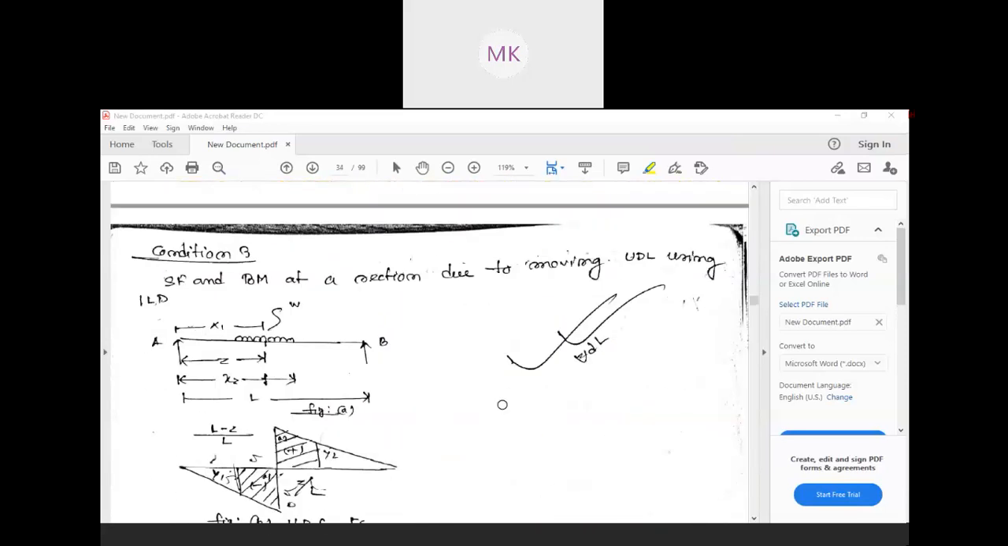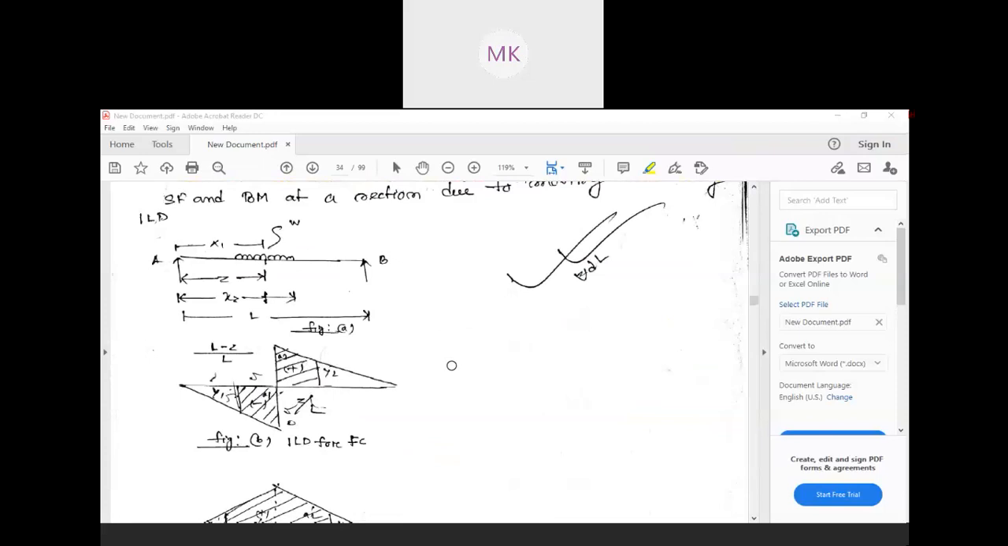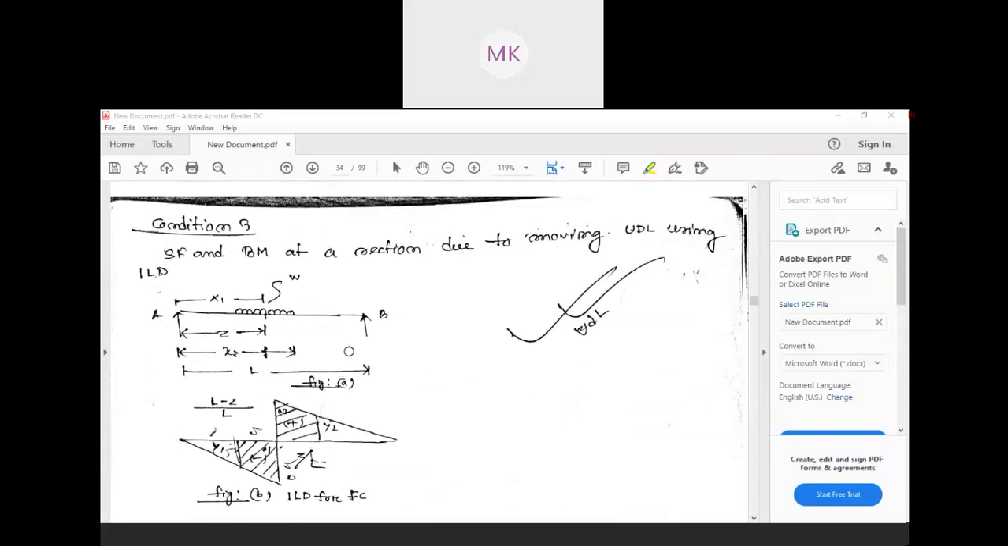Okay, fine. Let's move to the next one. These are all the same things, just we are considering UDL now. Earlier, what we did, we considered that point load. Now we are considering it as UDL. This UDL W, we are considering a UDL.